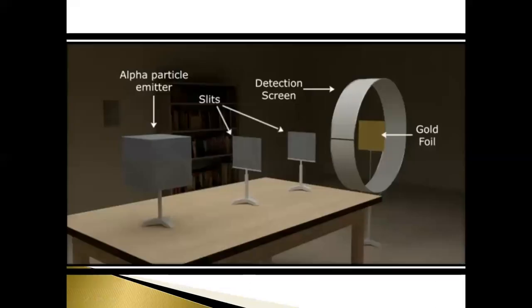In this image also you can see the alpha particle source, then passing through two slits and then through the screen and falling on the gold foil, and then you can see the scattering of light from this screen.